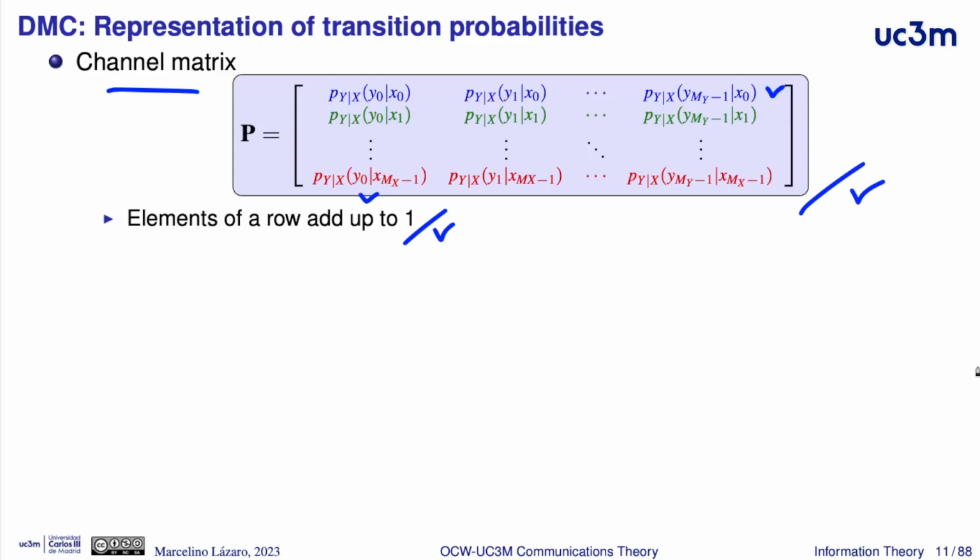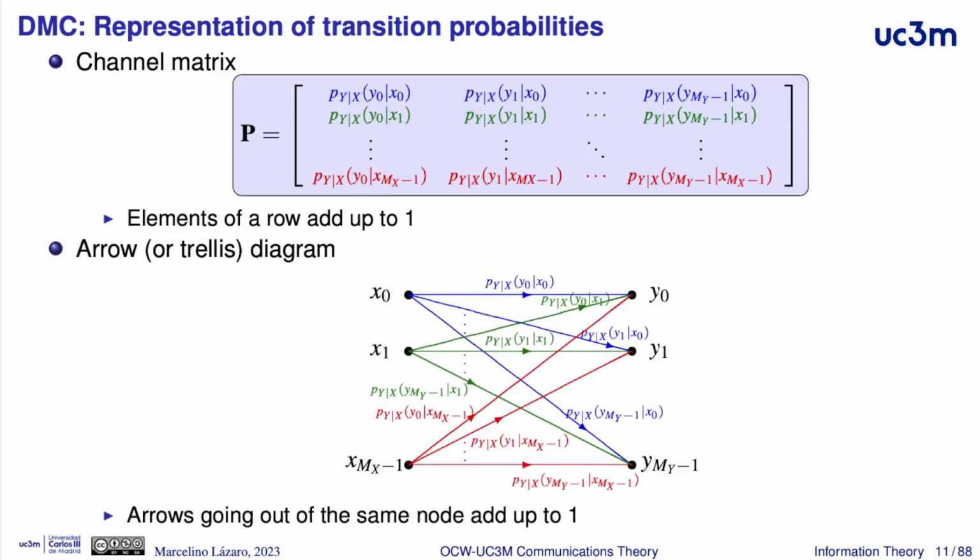Another alternative representation for these transition probabilities is an arrow or trellis diagram. In this case, we have arrows between every possible symbol that we have in the input to every possible symbol that we have in the output, and the arrows have labels, and these labels are the conditional probabilities of the corresponding output given the corresponding input. Again, because of the definition of a conditional probability, all the arrows that go out of the same input, in this case from x0, will have labels that must add up to one.